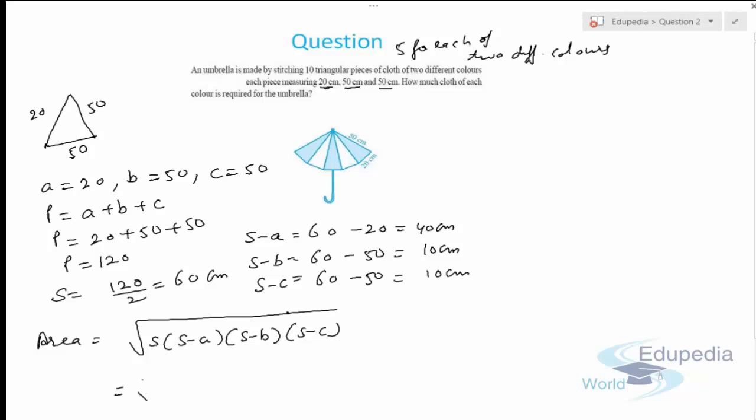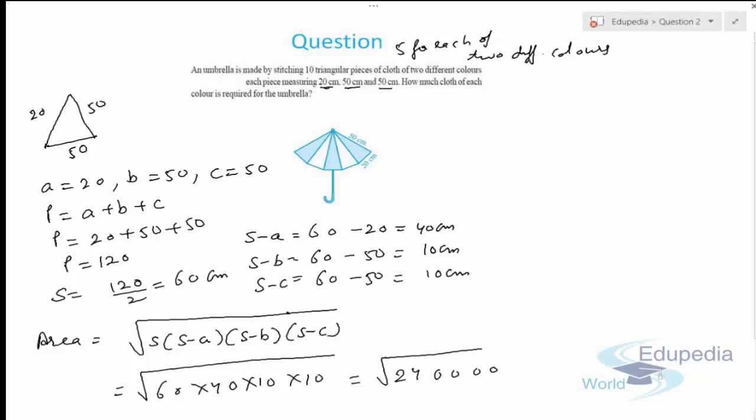So area will be equals to root of S, so S into 60 into 40 into 10 into 10. Which will be equals to under root of 240000. Then if we take the under root of this, it will come out to be 489.897 centimeter square.